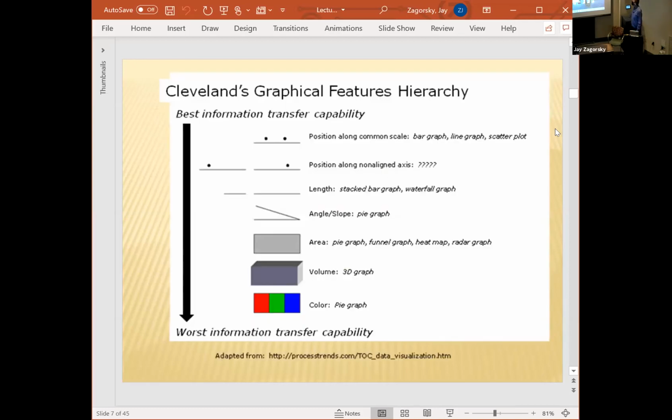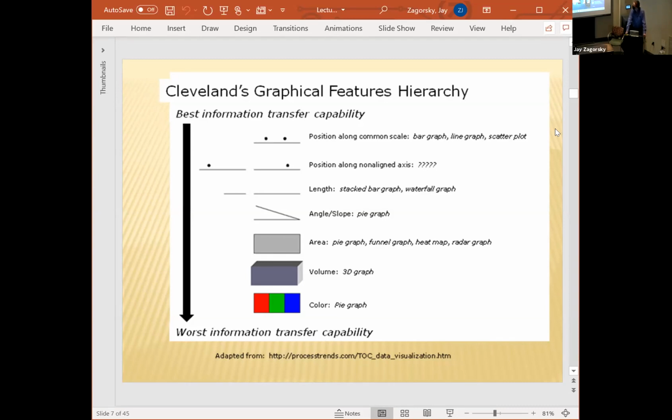So here's Cleveland's taxonomy of graphical features. He said the ones at the very top of the slide, bar graphs, line graphs, and scatter plots, have the best information transfer. What's information transfer? Easy to decode and easy to remember. And the worst one is the one at the very bottom, the colored pie graph. If you want people to be able to decode and remember, never use a pie graph.